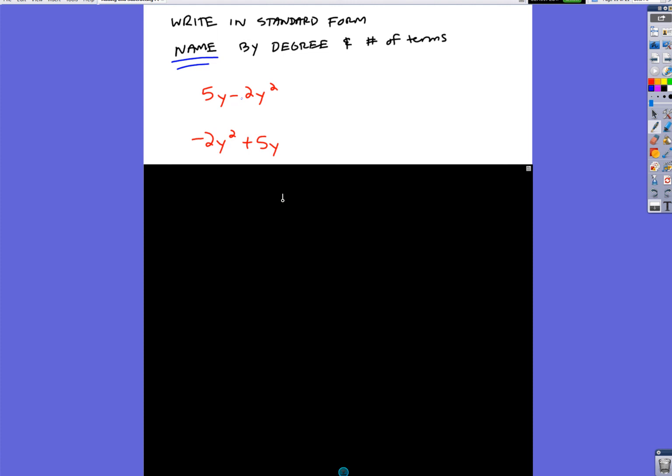Now let's give it a name. Since the biggest exponent is 2, what word goes with that? Lovely. Quadratic, good, because there's 2 terms. This is a quadratic binomial.